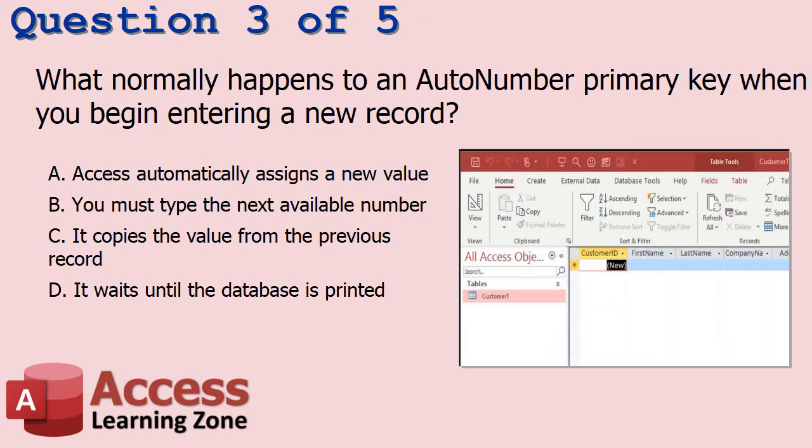Question 3. What normally happens to an AutoNumber primary key when you begin entering a new record? A. Access automatically assigns a new value. B. You must type the next available number. C. It copies the value from the previous record. Or D. It waits until the database is printed.